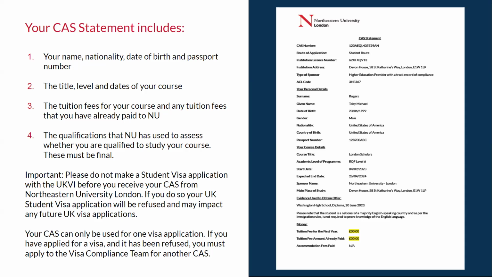Please make sure you do not make a student visa application with the UKVI before you receive your CAS from NU London. If you do so, your UK student visa application will be refused and may impact any UK visa applications in the future. Your CAS can only be used for one visa application. If you have applied for a visa and it has been refused, you must apply to the visa compliance team for another CAS. So if you have a look at the statement on the right, this is the information you will use to make your application. If you believe any of the information on your CAS statement to be incorrect, you must contact the visa team immediately and we will check it to make sure it can be updated.